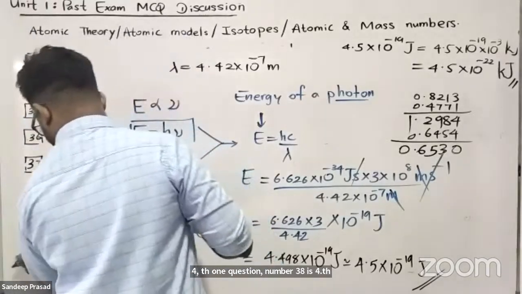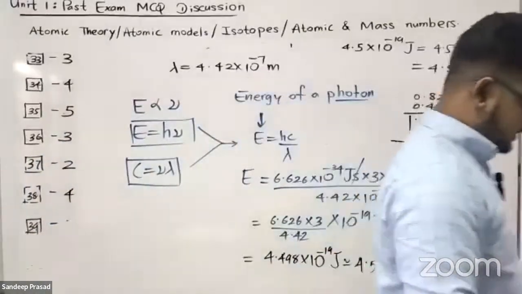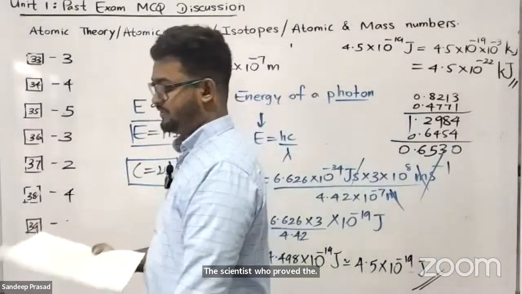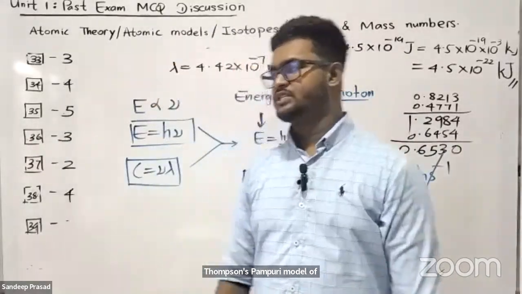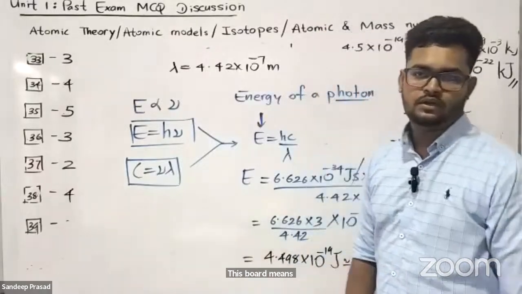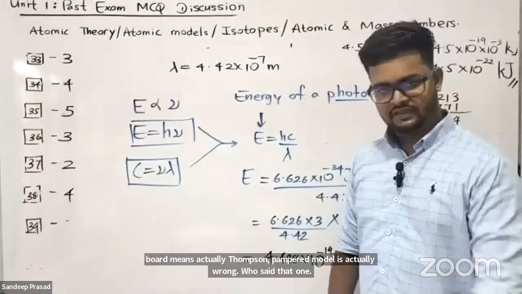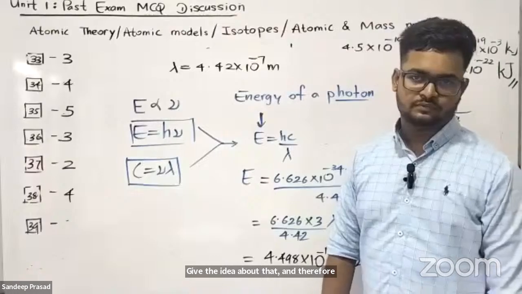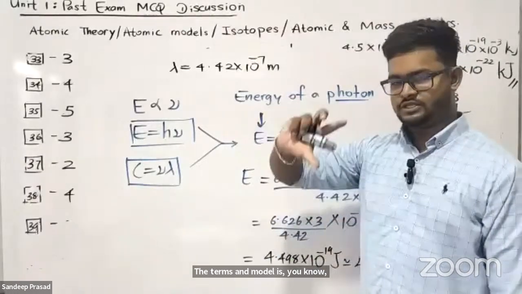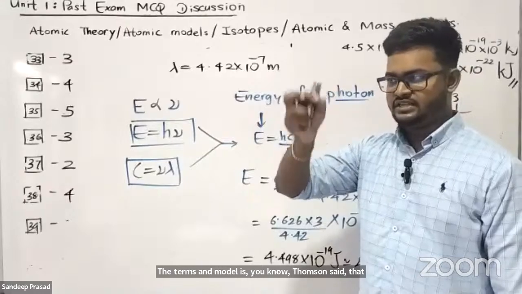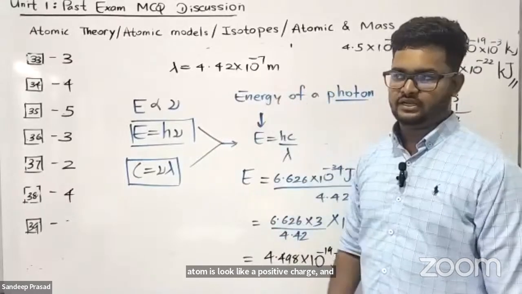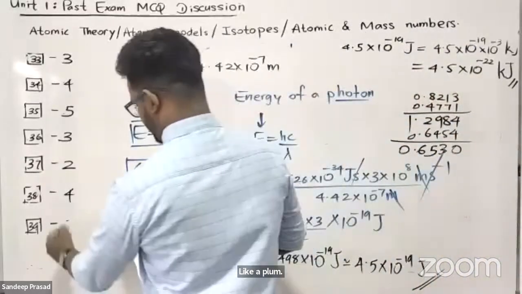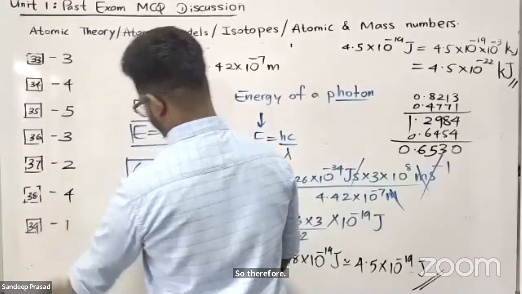Question number 39. The scientist who disproved Thomson's plum pudding model of atomic structure. Disproved means Thomson's plum pudding model is actually wrong. Who said that? After Thomson, the one who gave the idea about the atomic model is Rutherford. Rutherford proved that the Thomson model is wrong. Thomson said that atoms look like a positively charged sphere with electrons embedded in it like plums in a pudding. That is a wrong idea. So Rutherford is the one, Ernest Rutherford. Question number 39.